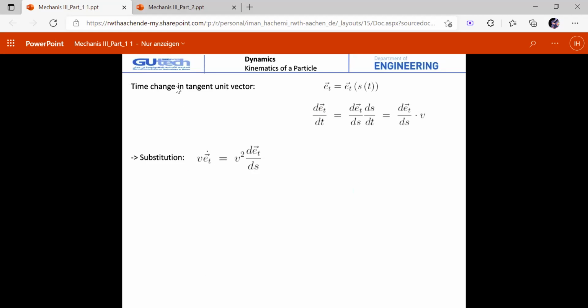Then for the time change of the tangent unit vector, et depends on the position s, and s itself depends on time. Then we can write dEt over dt with respect to time as dEt over ds times ds over dt. This ds over dt is only the absolute value of the velocity v. Then if we substitute, we get v et dot, it's only v squared dEt over ds.